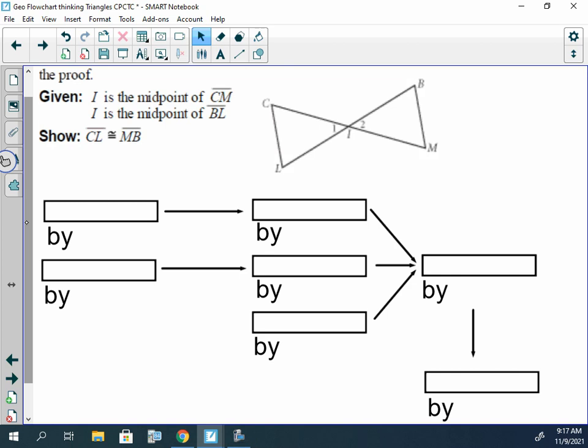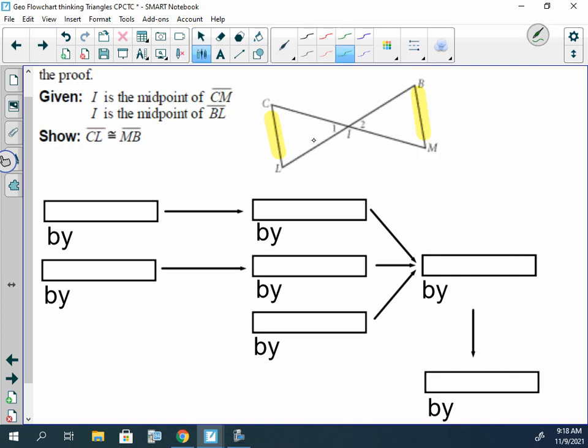Now we have a little bit more information than we did before, yes? There's a lot more boxes. What did it start off with telling us? The given: I is the midpoint of CM and I is the midpoint of BL. And we want to prove that CL is congruent to MB. Use a highlighter. So these are the side lengths we want to prove that are congruent.